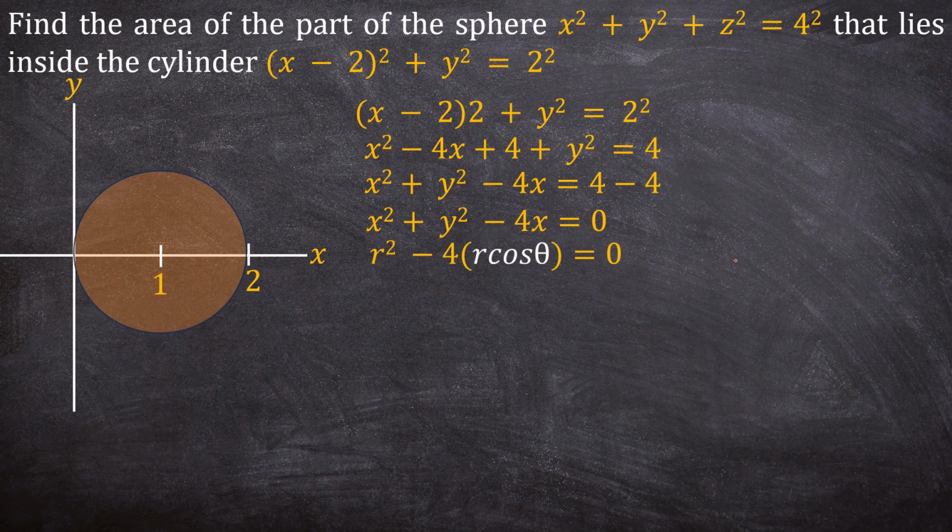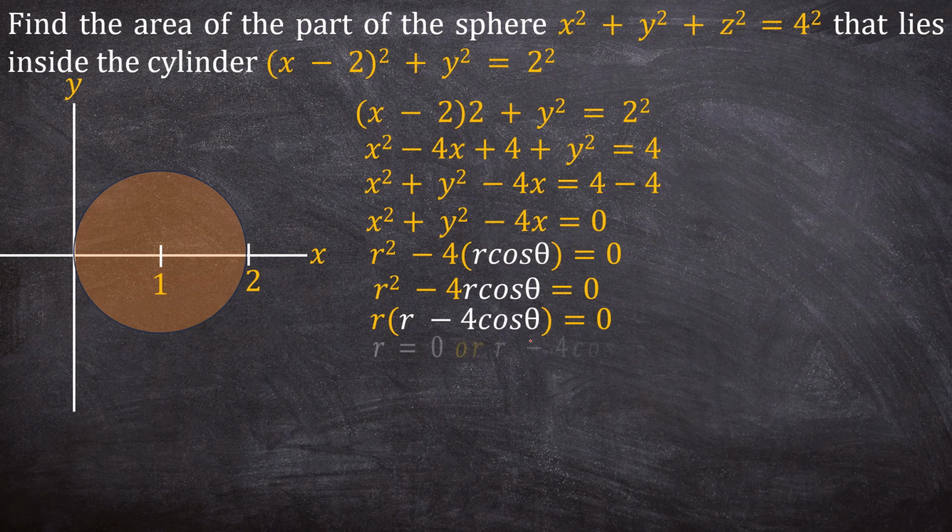So we're going to have r squared minus 4 r cos theta. So this is a quadratic equation, right? What you need to do is just factor out r. If you factor out r, you're going to have r times (r minus 4 cos theta) equals 0, right? So r is equal to 0, or r minus 4 cos theta equals 0. So just solving a simple quadratic equation.